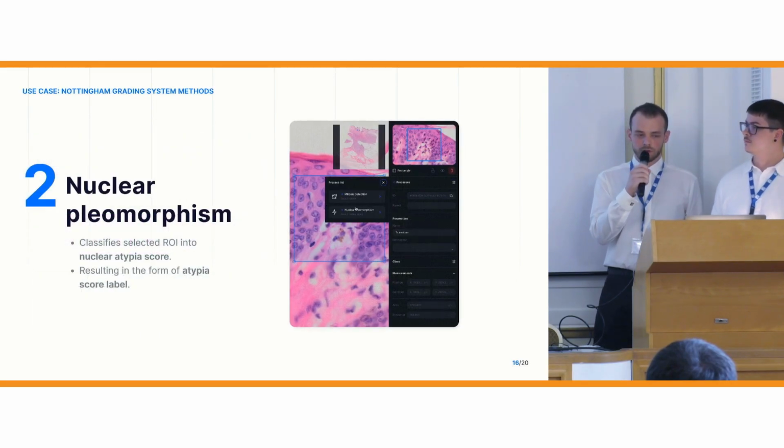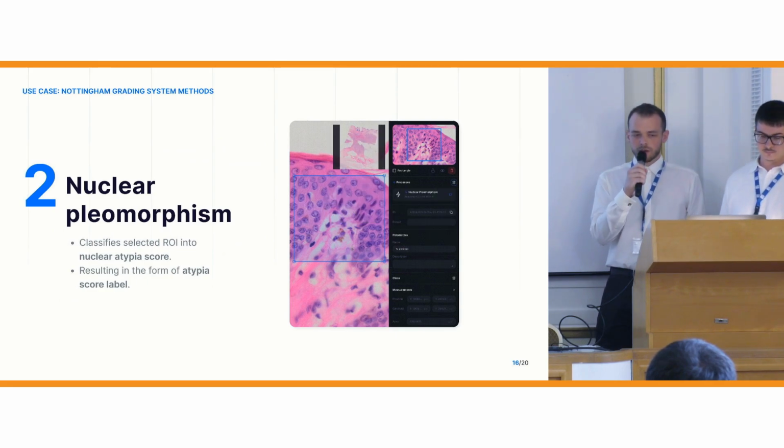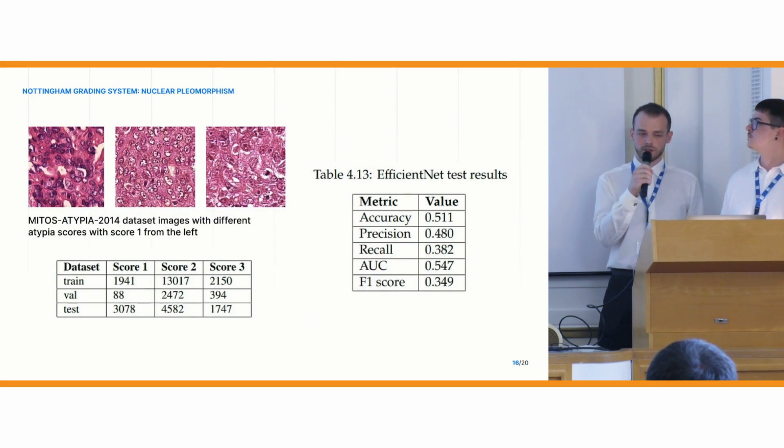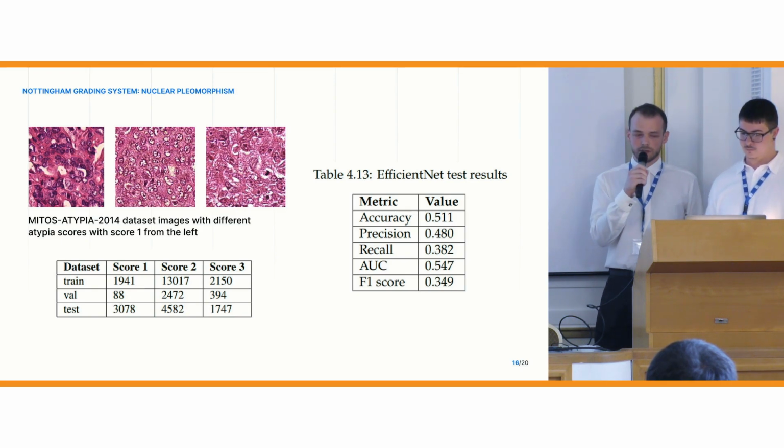Another criterion for the Nottingham Grading System is nuclear pleomorphism. The evaluation of this criterion consists of how different cancer cells are from normal cells. The AI API includes an EfficientNetB4 model trained to classify patches of size 256 times 256 pixels into individual NPS scores. During inference, the input is divided into patches, and a nuclear pleomorphism score is predicted for each patch. The ultimate score is determined through a majority voting mechanism. We used the MITOS-ATYPIA 2014 dataset for training, and it was the only dataset we could find.